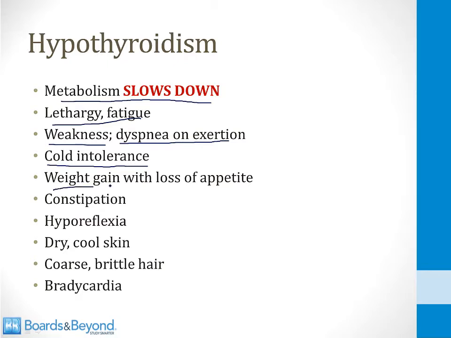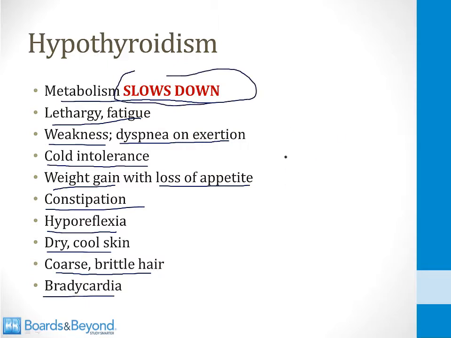They can have weight gain despite loss of appetite. Their metabolism has slowed, so even if they are eating less, they will put on weight. They're often constipated, and you can just think of this as more slowing down of the body. The bowels are beginning to slow down. The reflexes slow down. These patients will exhibit hyporeflexia on neurologic examination. Their skin is classically cool and dry, and they often have coarse, brittle hair. And then finally, patients who are hypothyroid can have bradycardia. And you can just remember everything slowing down. That's the easy way to remember all of these symptoms on the screen.